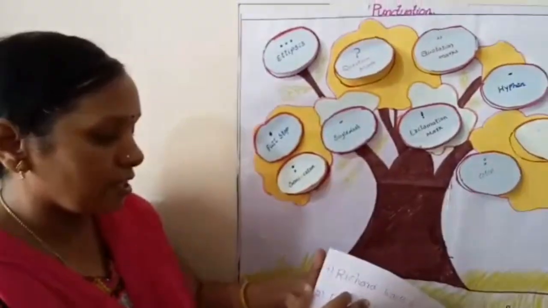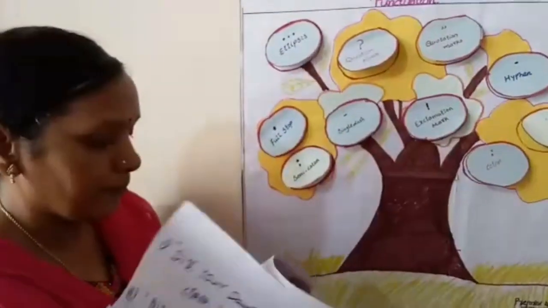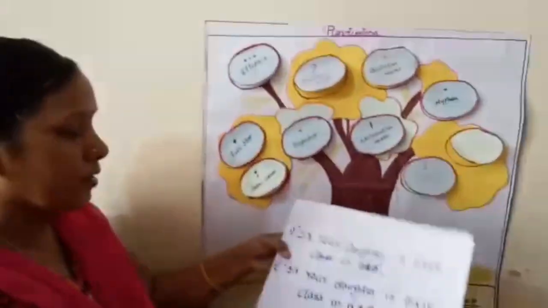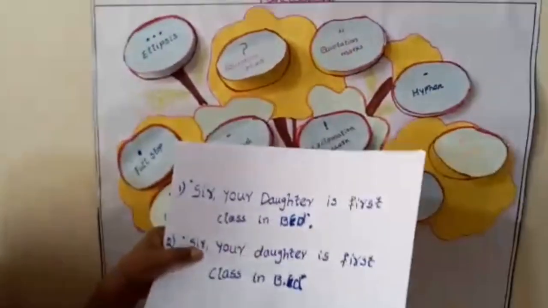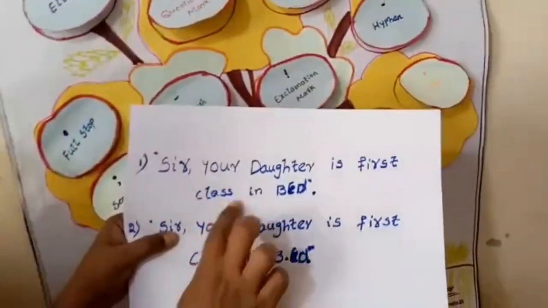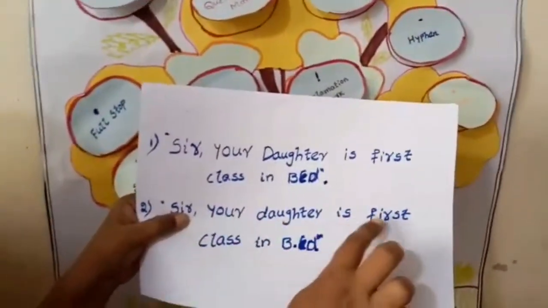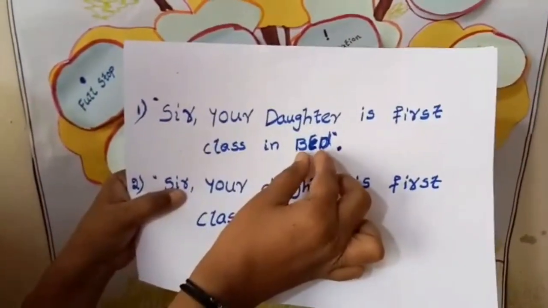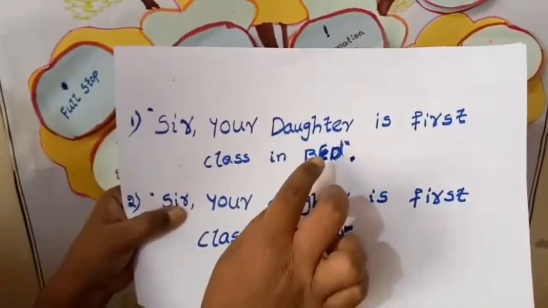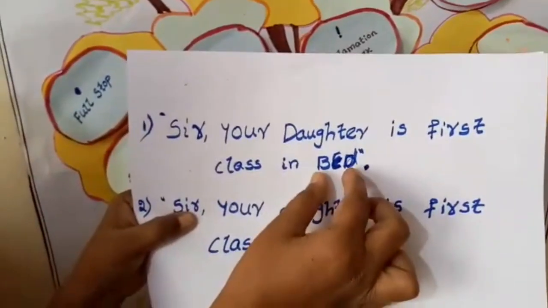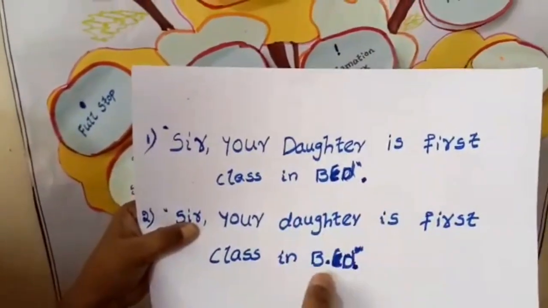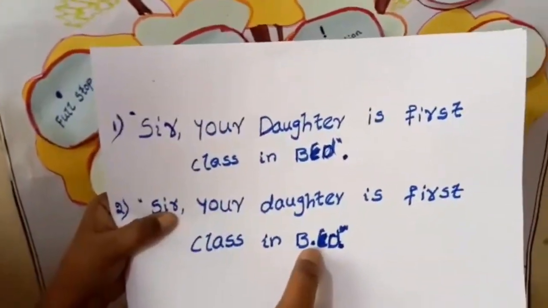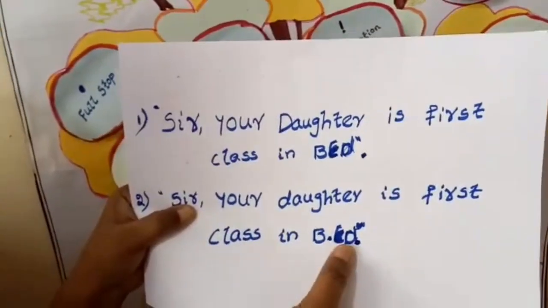Here I want to explain to you with another example. You can see another example. Sir, your daughter is first class in BEd. Sir, your daughter is first class in B.Ed. In the first sentence, we didn't use any period or full stop in the abbreviation BEd. In the second sentence, we are using a full stop after B for abbreviation.